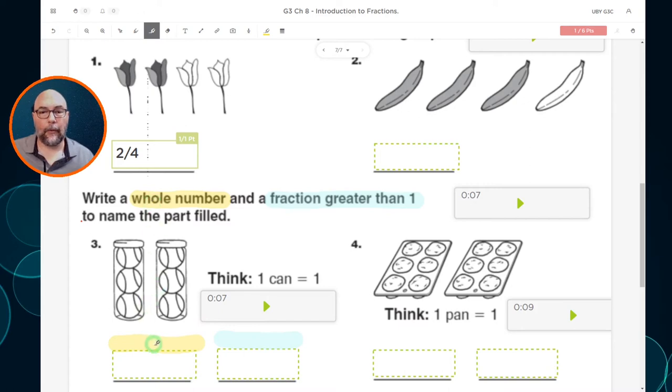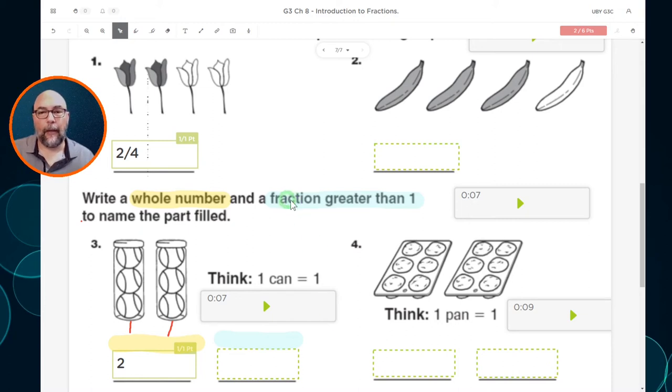A whole number. So I need a whole number, not a fraction. What does my clue here say? It says think. One can equals one. Let me get my pencil out. So this can equals one, and this can equals one. I have two cans. So my whole number is going to be two. Let's see if I got that right. Yes, it's green. I got that right. Good.